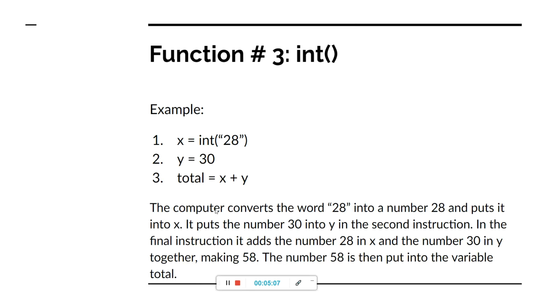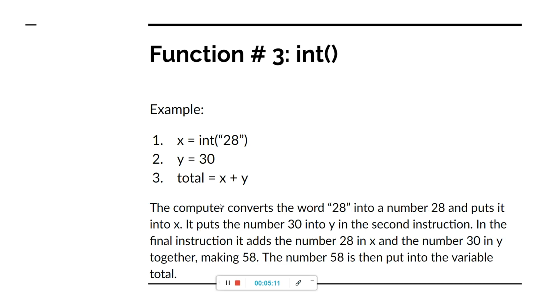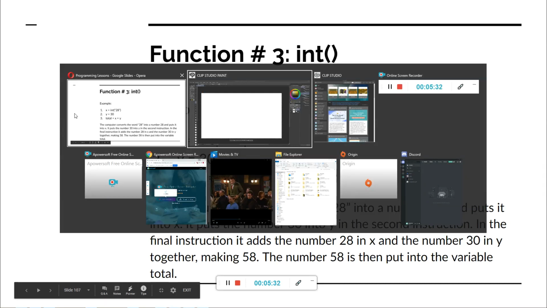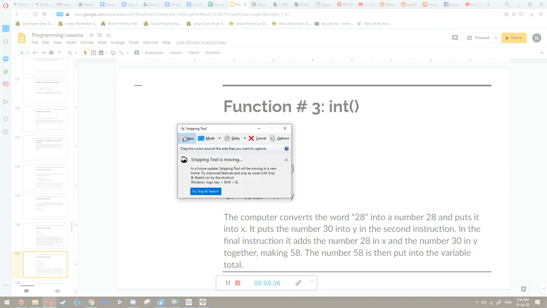The computer converts the word. Okay, here we go. So this gets a little bit more intense. So let's look at this example. The computer converts the word 28 into a number 28. It puts it into x. It puts the number 30 into y in the second instruction. In the final instruction, it adds the number 28 in x and the number 30 in y together, making 58. The number 58 is then put into the variable total. So let's do this example.